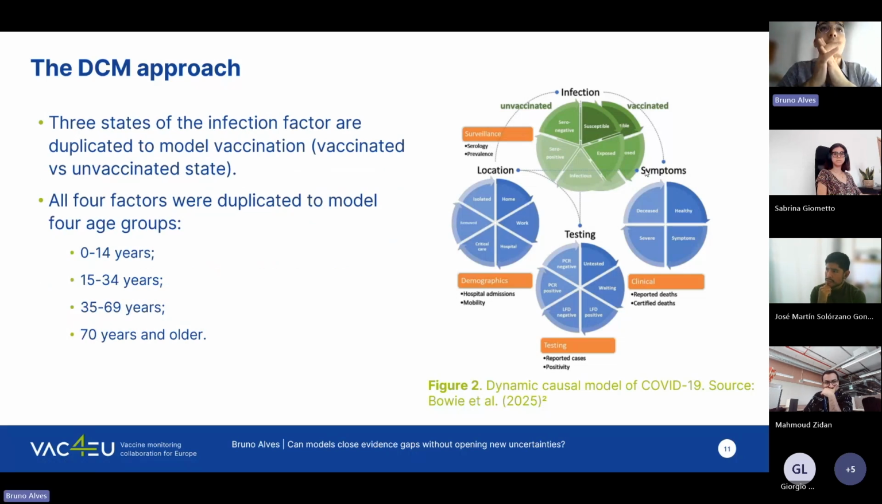Regarding this DCM for COVID-19 that we are looking into, and looking again at the green factor, this factor is duplicated. So you have both a vaccinated status and an unvaccinated status. And actually a person that is in a vaccinated status can return to the unvaccinated status. This allows us to better understand the waning immunity and consider it in the modelling. And all these factors will be duplicated to assess each one of these four age groups.